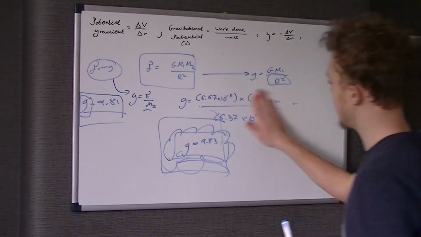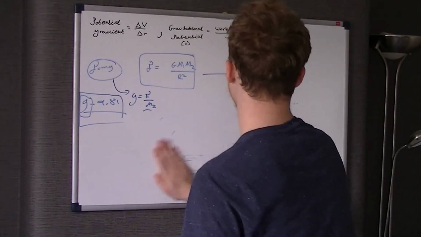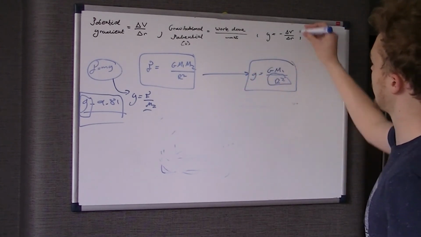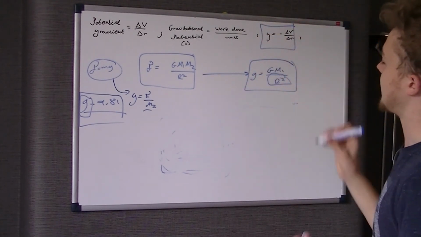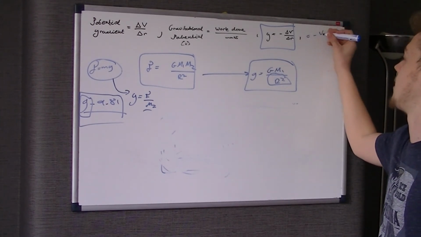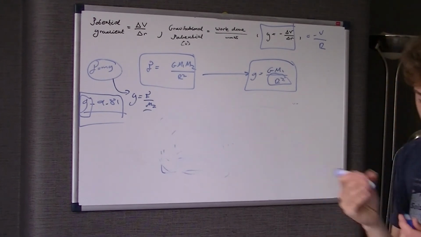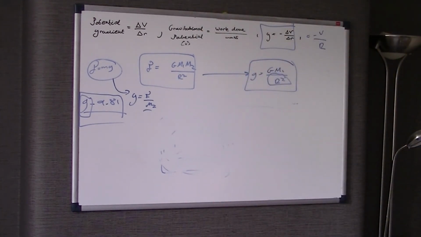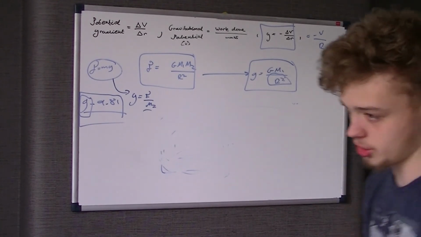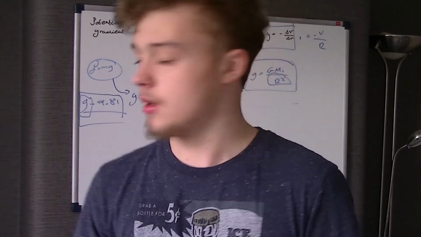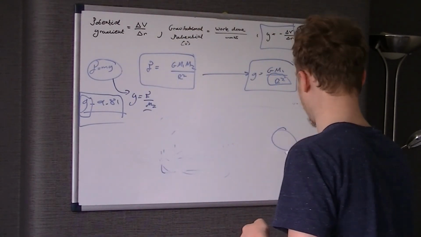But what we've said here is that g is equal to GM1 over r squared. But we've also got here that g is equal to the negative of the potential gradient. In other words, it's equal to negative V over r, where V is the gravitational potential. So I'm going to come up with another formula to show that we can work out the gravitational potential at any point going away from the Earth.